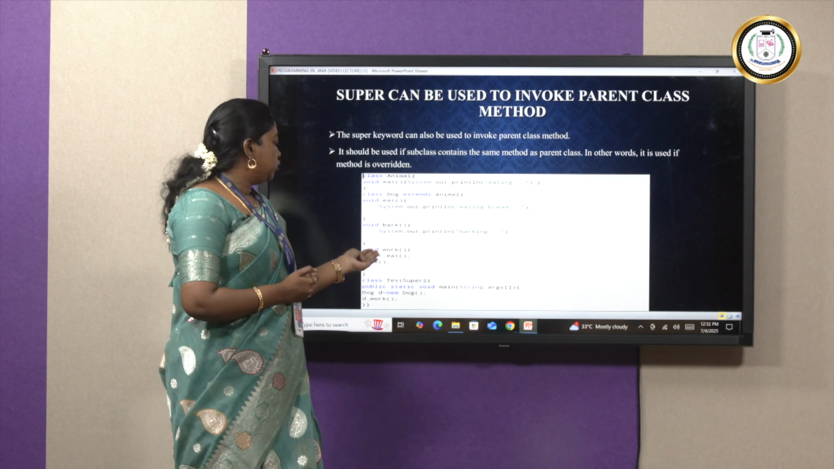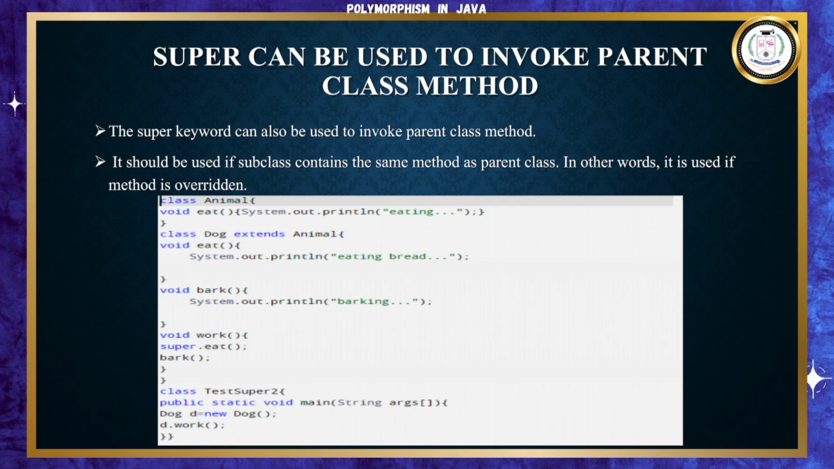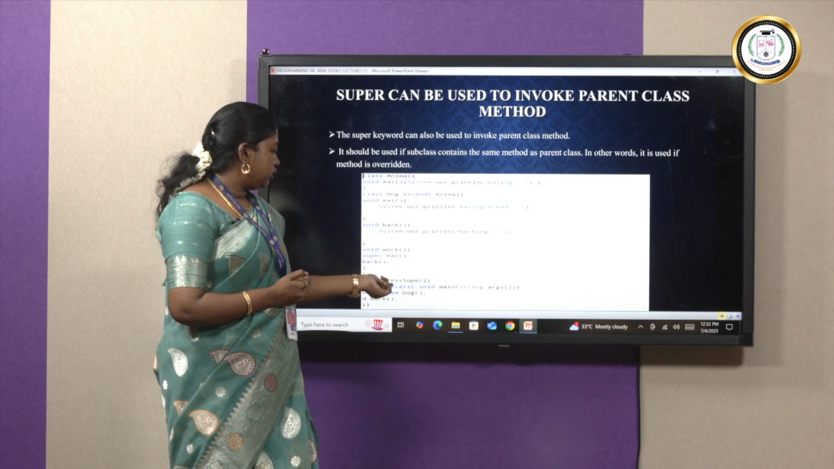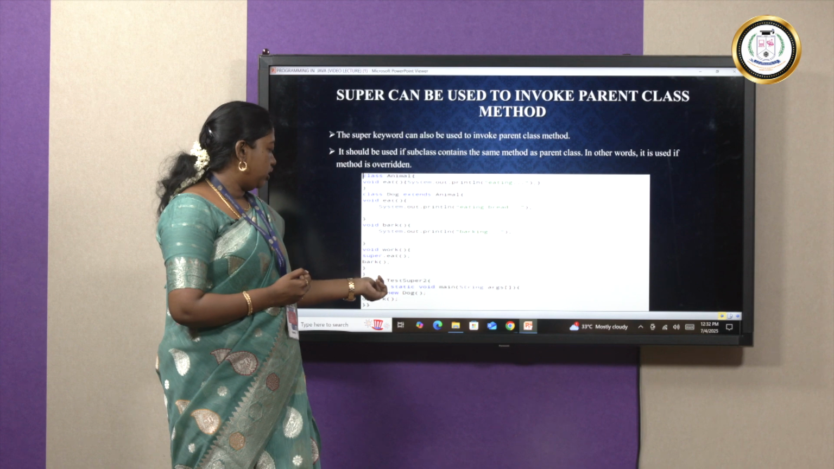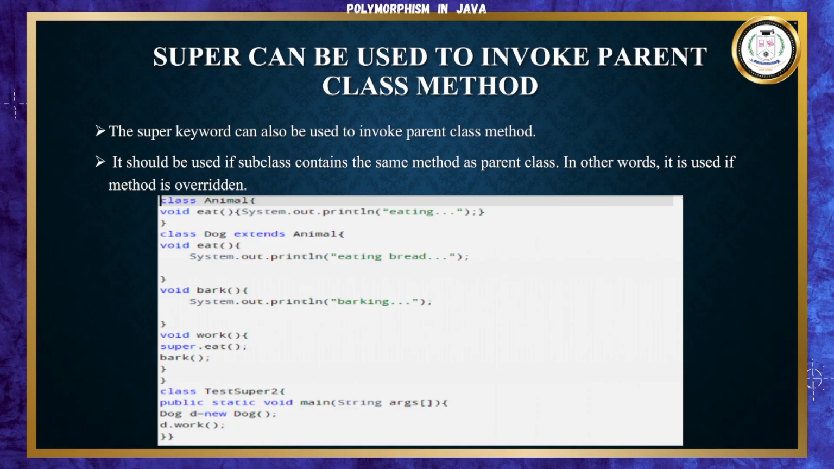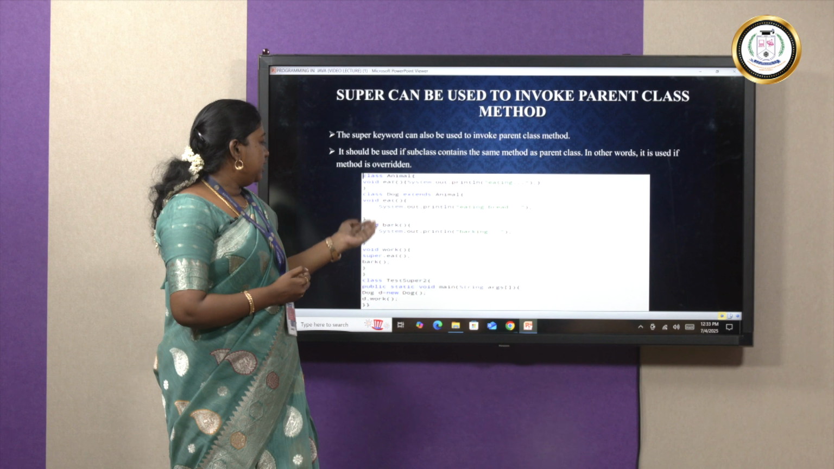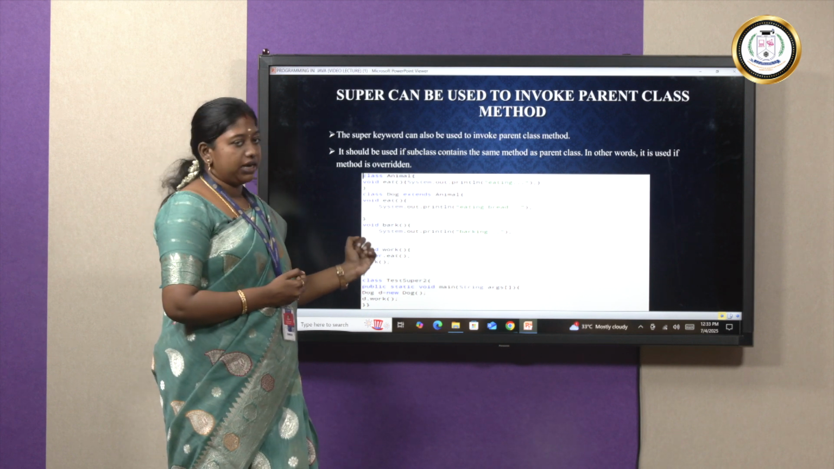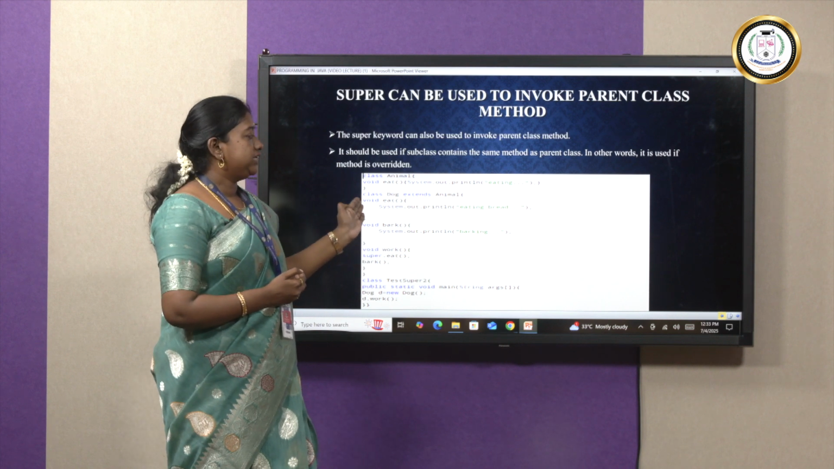the dog class. Here in the main function, the object is created for the dog class. Here the super keyword is used for the method, that is super dot eat. So it is accessing the method. So what will be the output coming over here? The object is created for the dog class. So d dot work is called. It will go to this function void work, and here super dot eat is there. So it will go to the super dot eat, that means it will go to the parent method. So the output will be eating as well as barking. So this is the output for this particular program.